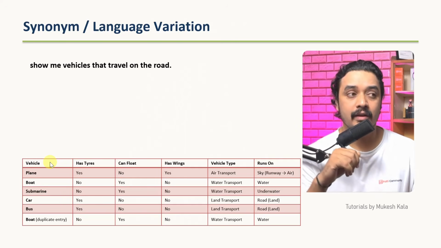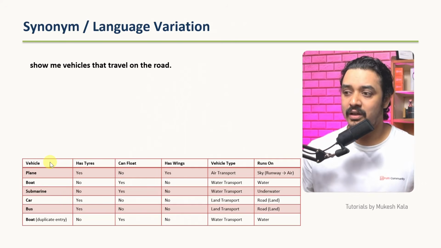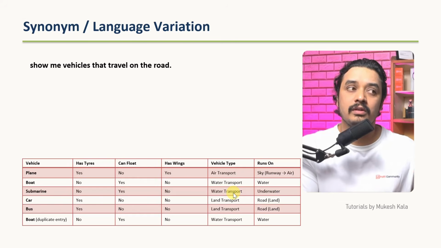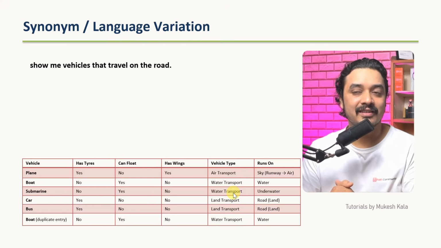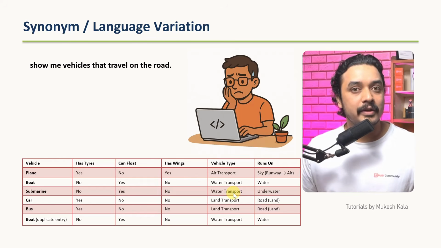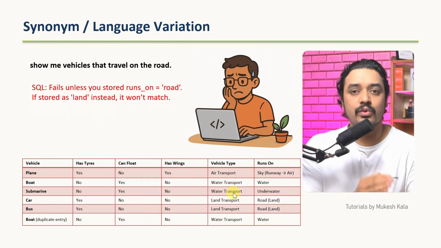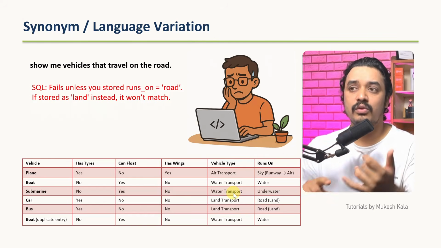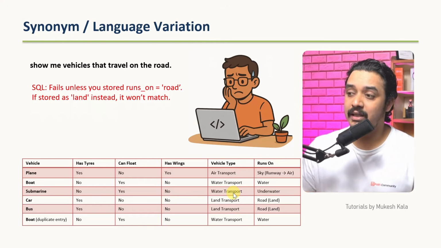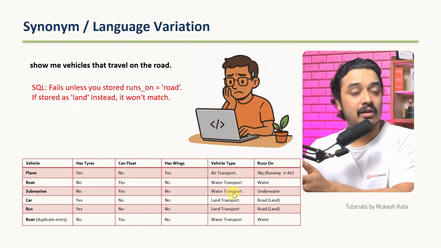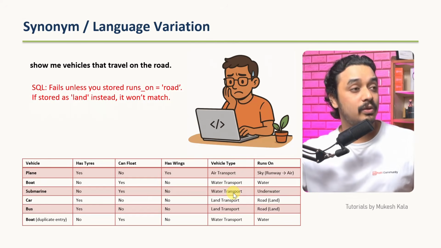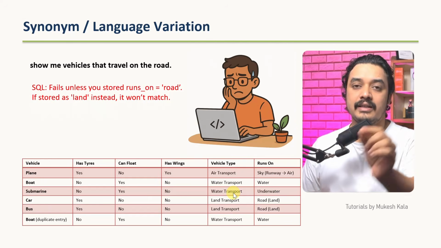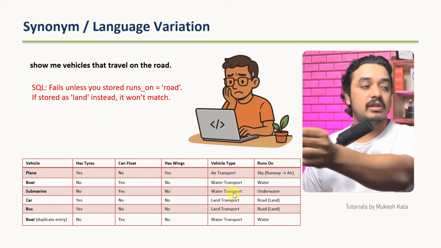As humans, we understand that road refers to land transport. But how would SQL know that road is land transport? The developer is worried because unless you have stored a column which says runs on road, it won't be able to match, right? Land won't match to road. So you would need one more table, or one more column, which says that yes, it also means road. This is an example of a synonym or language variation, where instead of air I say something else, and instead of land I say which runs on road.